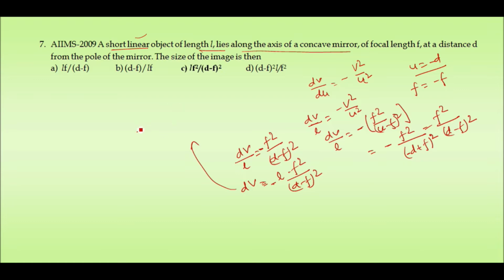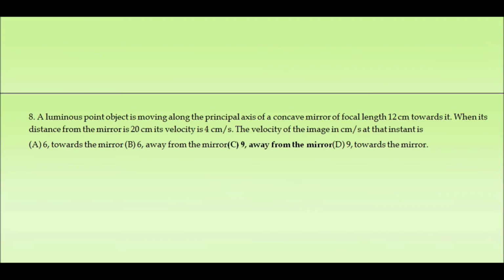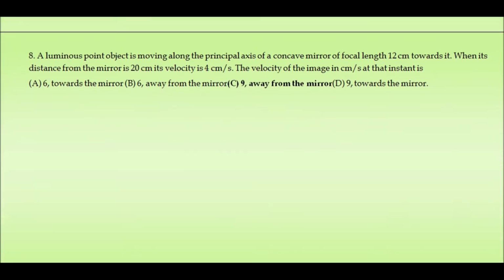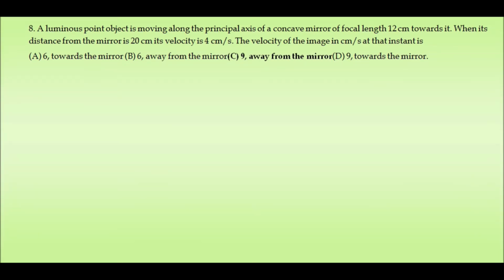So if we consider the magnitude only, then the size of image is equal to L into f square divided by d minus f square, and if you see the options, then option C is correct. Now the next problem is: a luminous point object is moving along the principal axis of a concave mirror of focal length 12 cm towards it. When its distance from the mirror is 20 cm, its velocity is 4 cm per second. The velocity of image in centimeter per second at that instant is.